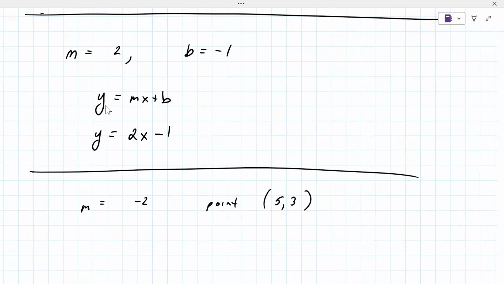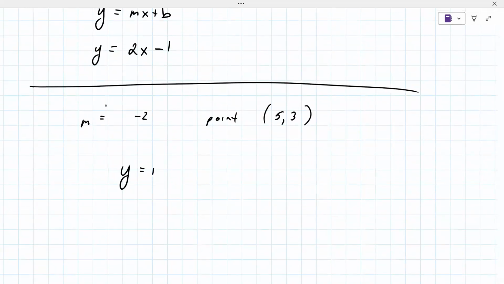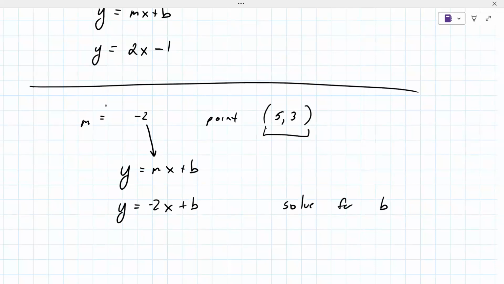Well, why would that be the case? Well, y equals mx plus b. You can put that -2 in for m. So what does that become? It becomes y equals -2x plus b. We want to solve for b. How do we do that? How can we use this point to solve for b?